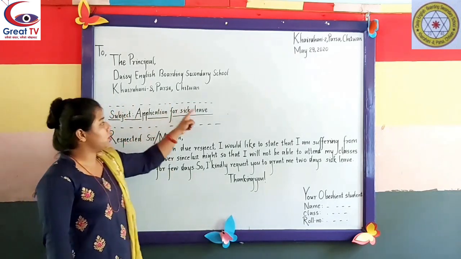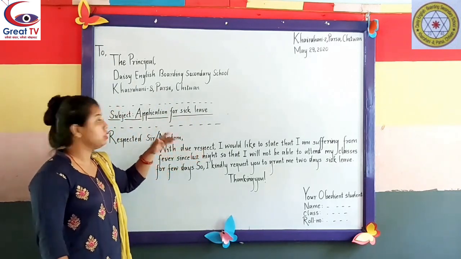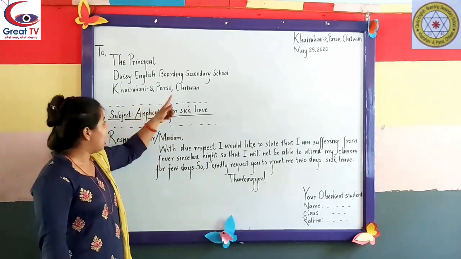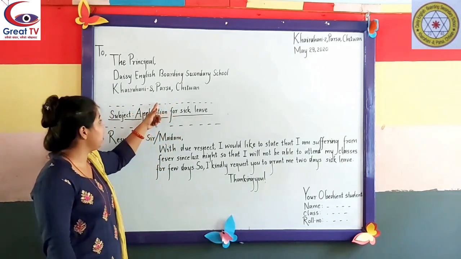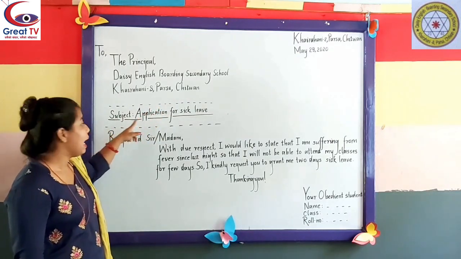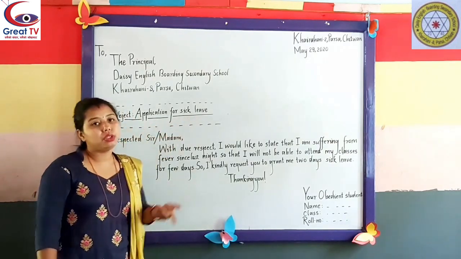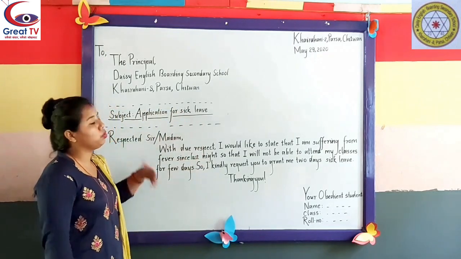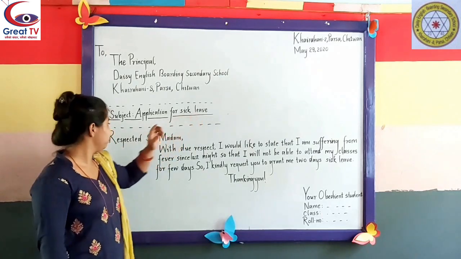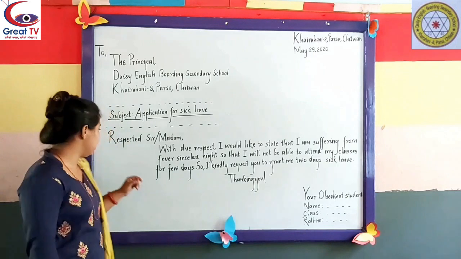Then dot dot dot dot dot. This doesn't mean that you have to draw like this. You have to make dots like this. Okay, dash like this. This means you have to leave a line. After writing the school address, you have to leave a line here. Then next, subject: application for sick leave. As I said, the subject gives an idea to the reader that this letter is related to which topic. So this letter is related to sick leave. Now again dash dash dash. Dash means again you have to leave a line here.